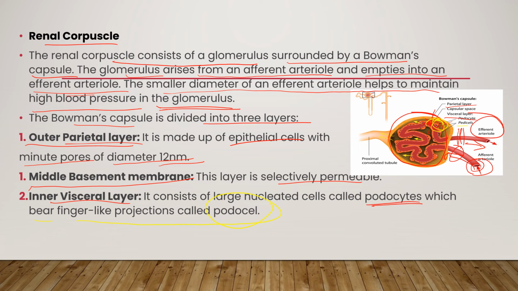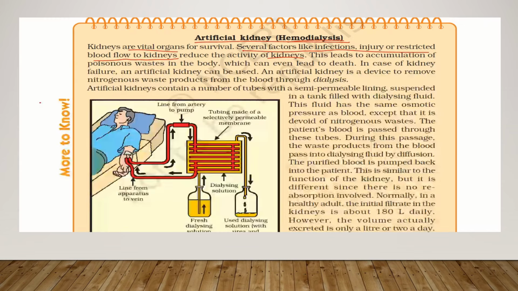Now we will go through quickly the excretion in plants, and we will end our lesson on excretion. Just a few instances where we will discuss the plants. Now we are going to discuss the artificial kidney. So what is an artificial kidney and what is hemodialysis?